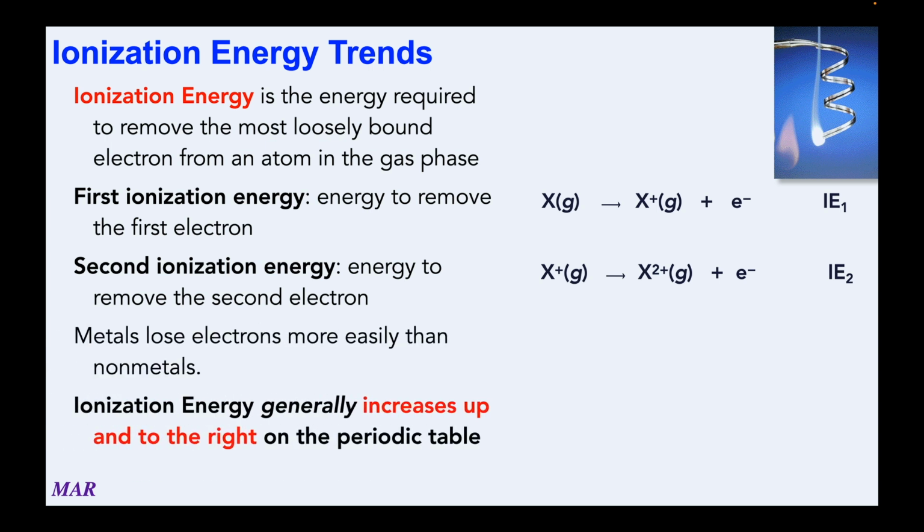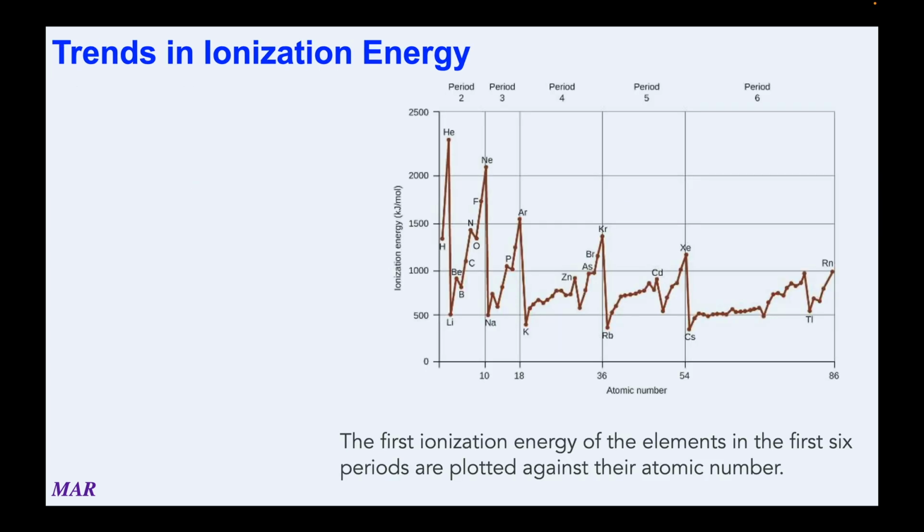Now, metals lose electrons a lot more easily than the nonmetals. So generally speaking, ionization energy is the opposite of our sizes. Ionization energy generally increases up and to the right on the periodic table, so the opposite of the sizes. Now, like everything, ionization trends are just a trend, and they're not perfect. But you can see there helium versus hydrogen. Helium is more up and to the right, so it definitely has a higher ionization energy.